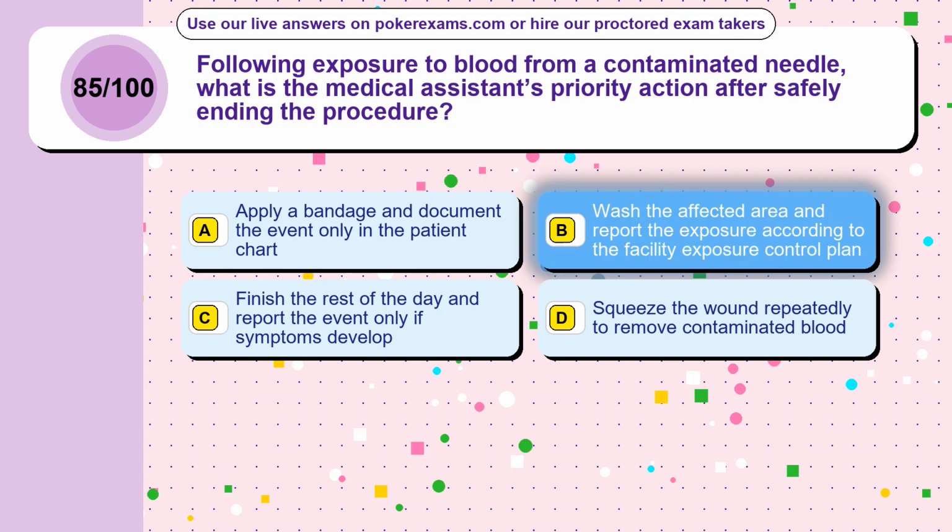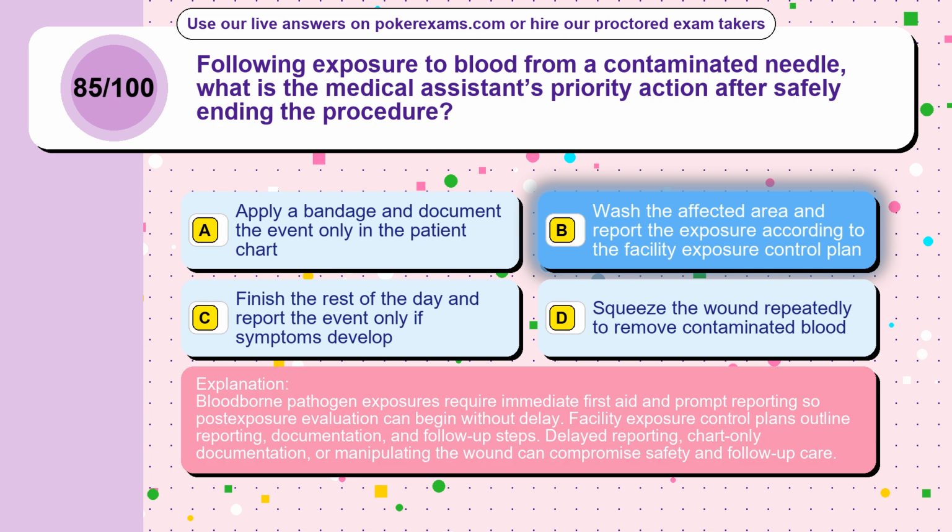The correct answer is option B. Wash the affected area and report the exposure according to the facility exposure control plan. Blood-borne pathogen exposures require immediate first aid and prompt reporting so post-exposure evaluation can begin without delay. Facility exposure control plans outline reporting, documentation, and follow-up steps. Delayed reporting, chart-only documentation, or manipulating the wound can compromise safety and follow-up care.